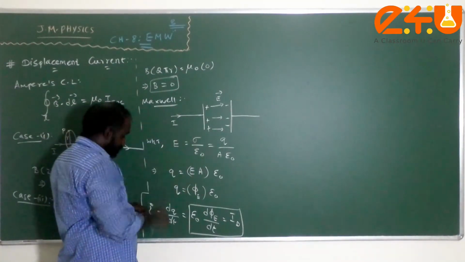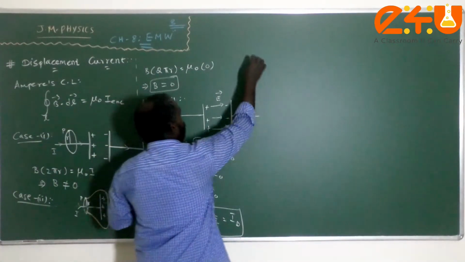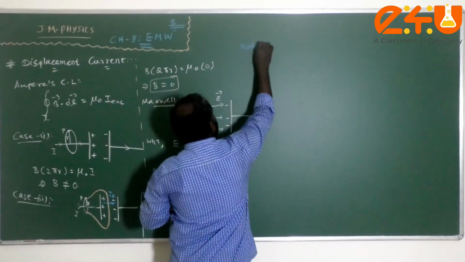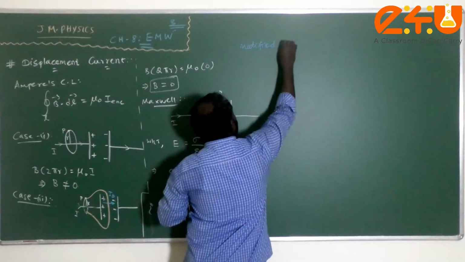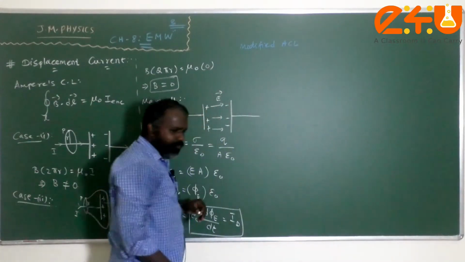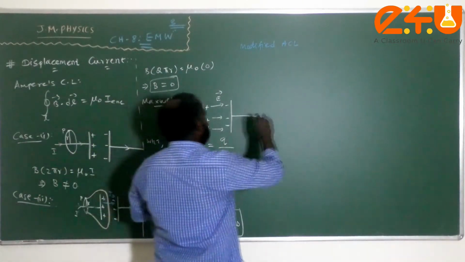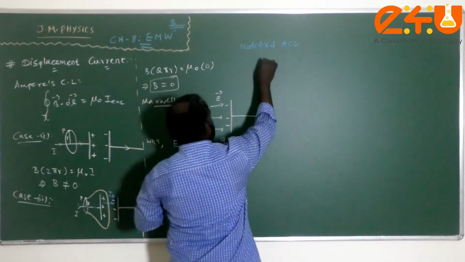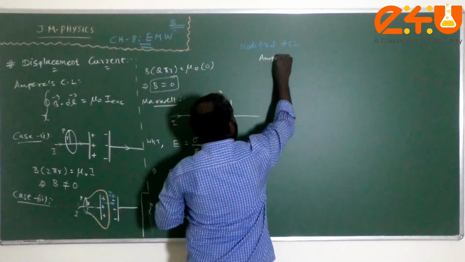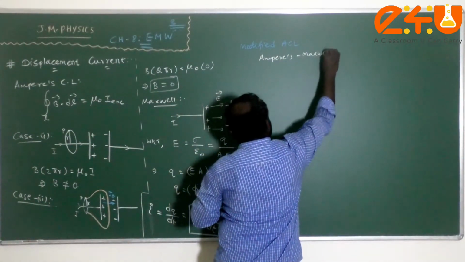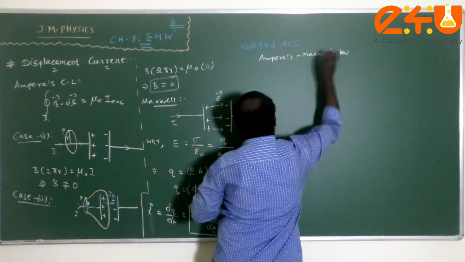Now please see that, children. So therefore the modified Ampere's circuital law. Modified Ampere's circuital law is generally called what, children? Ampere-Maxwell law, or Maxwell's law. What does it say?